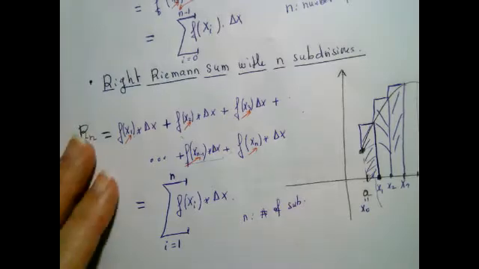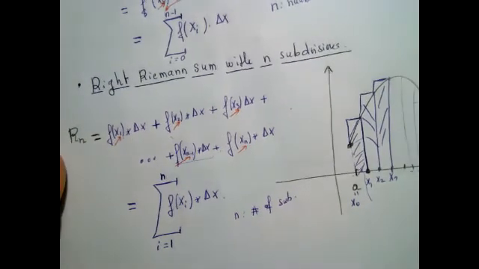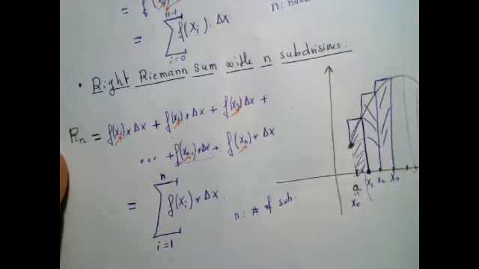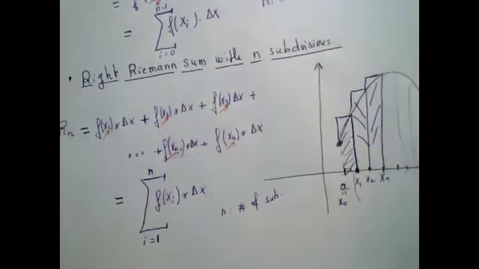So notation. I have a question. Of course, go ahead. Why do right Riemann sum and left Riemann sum have different start points and different endpoints? Let us think about it, okay?